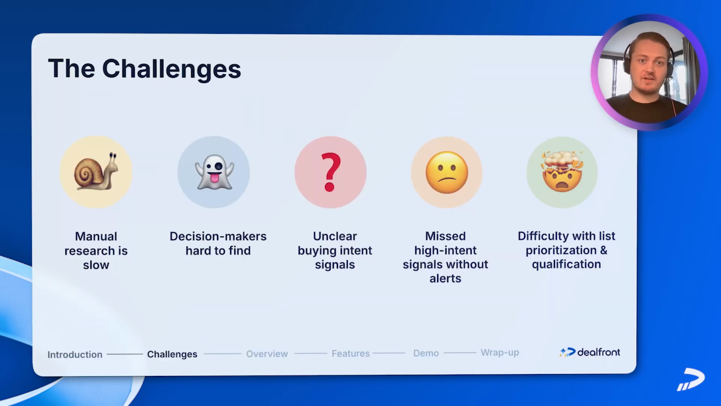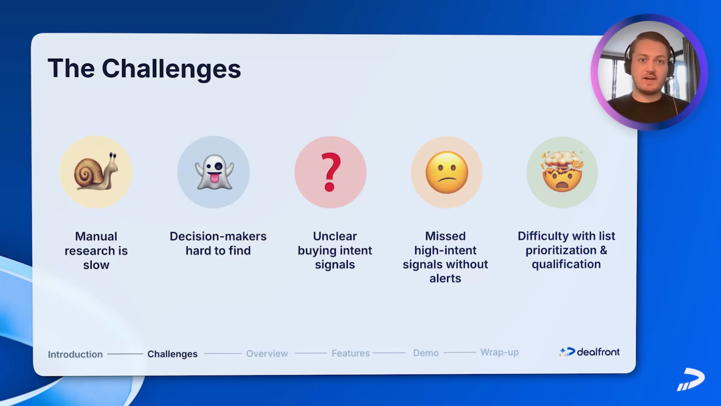The challenges that we are focusing on with Dealfront AI, and that we hear quite often in our day-to-day conversations, is, of course, for both sales and marketing, that manual research is slow. You have to search for a lot of things manually by yourself, via the internet, via databases, whatsoever. And a lot of those things can be simplified by using AI. In addition, the decision makers can be hard to find, and it is unclear what buying intent signals are important, but also which ones are there.